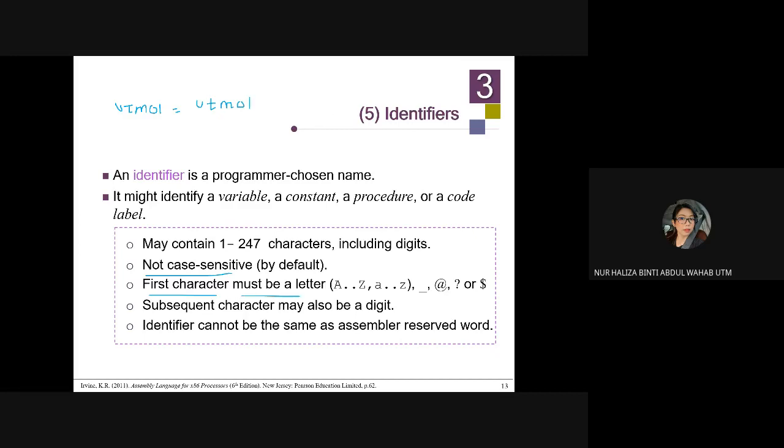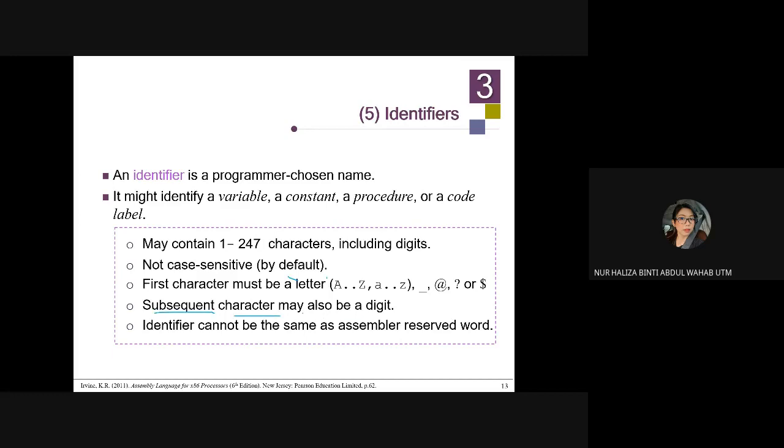And the first character must be a letter. So in front of it, you cannot put, maybe, 10UTM. Cannot, because the first character must be a letter. You can see last time you cannot put this letter in front. You need to put 0 for the hexadecimal representing number. But now for the identifier, you cannot use a number in front. So you need to put a letter in front.